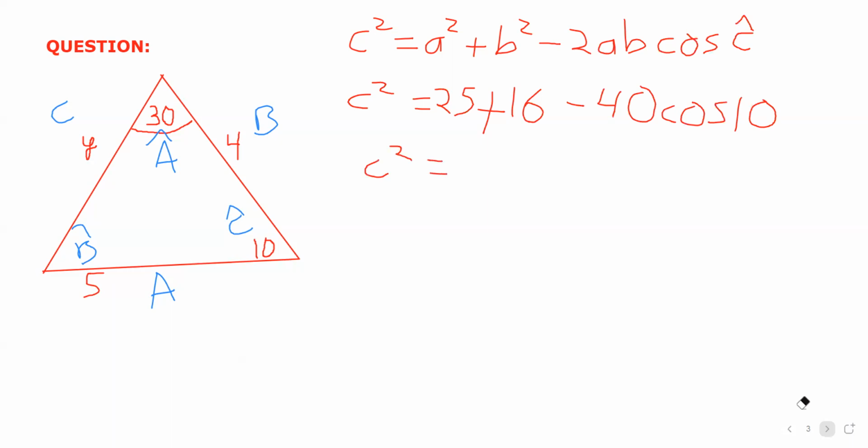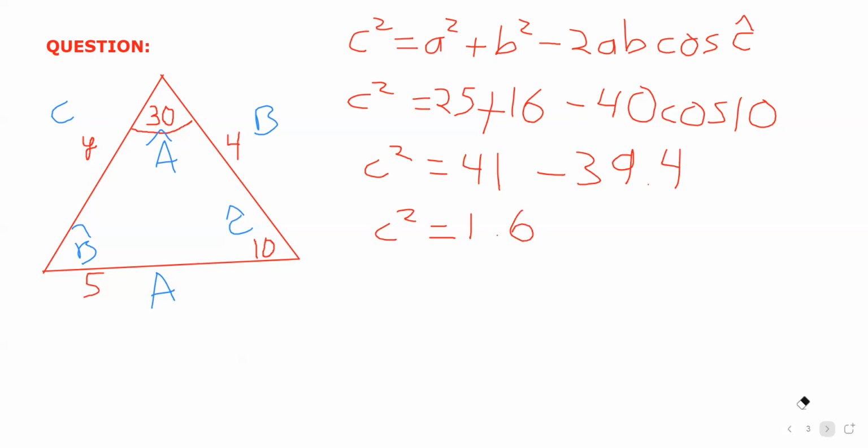So 25 plus 16 is 41. So this will be 41 minus, and what is 40 cos 10? Let's calculate it. 40 cos 10 is 39.4. I'll put it to one decimal place. So 41 subtract 39.4, yeah, 1.6. So C squared is equal to 1.6.